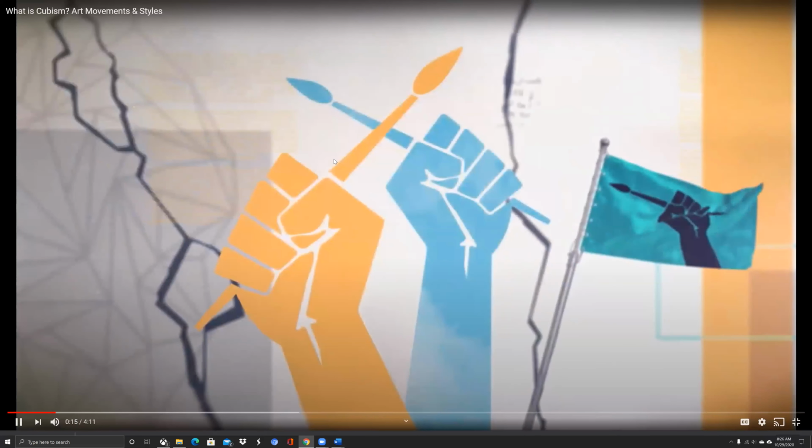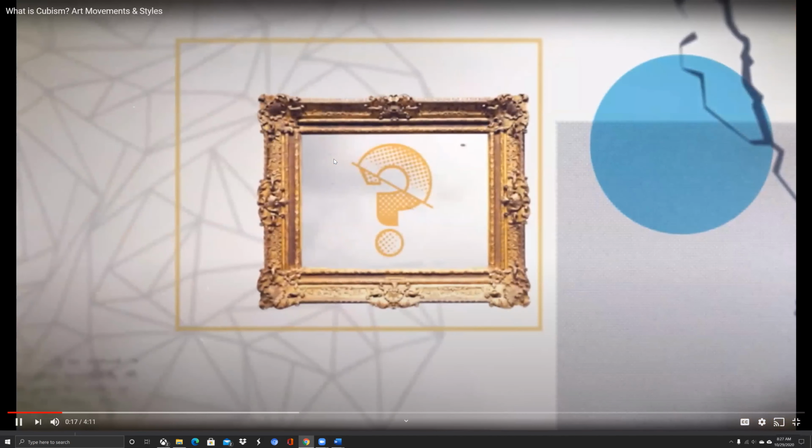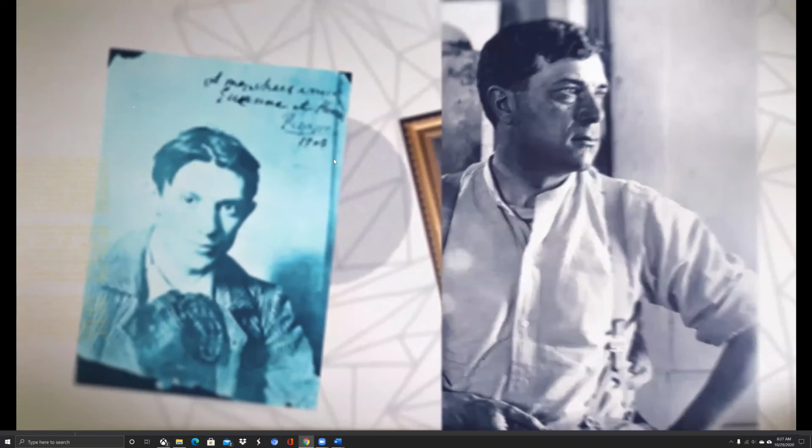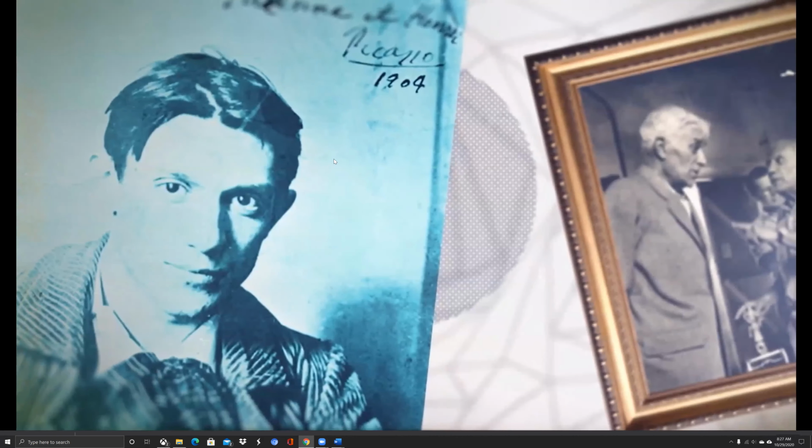Groundbreaking and revolutionary art movements. But what exactly is Cubist art, and who were the Cubists? The two most pivotal artists referred to as the inventors of Cubism are France's Georges Braque and Spain's Pablo Picasso.